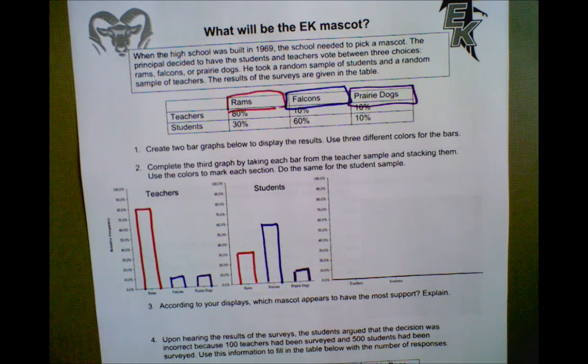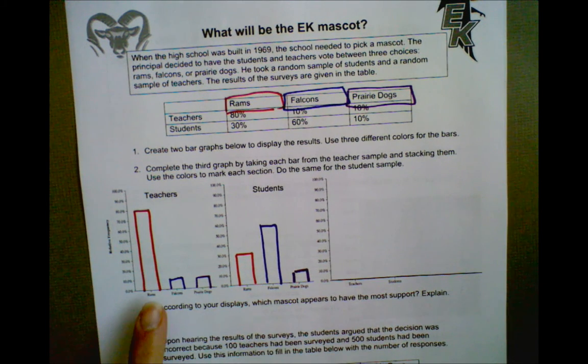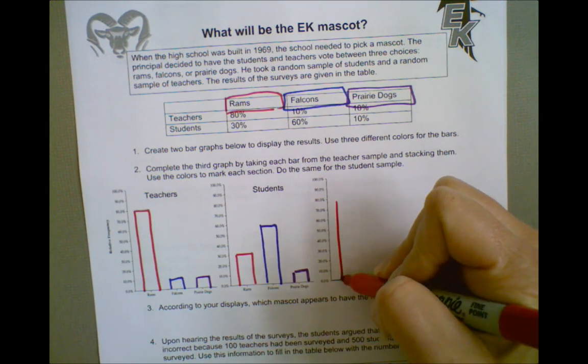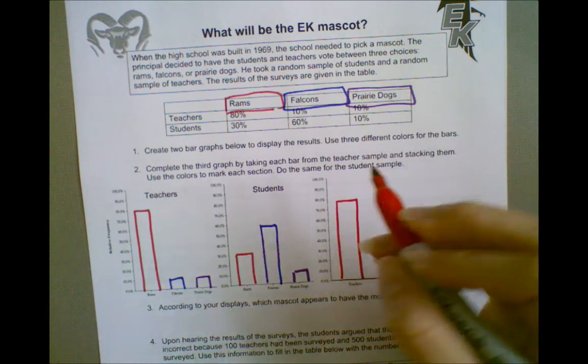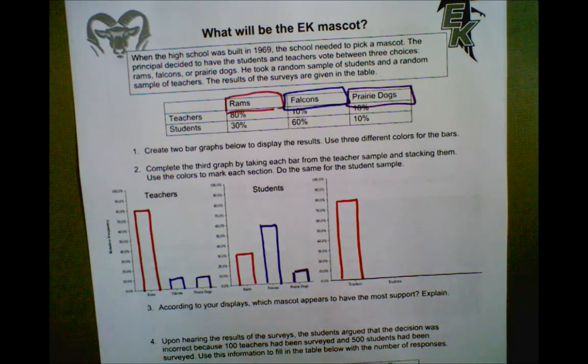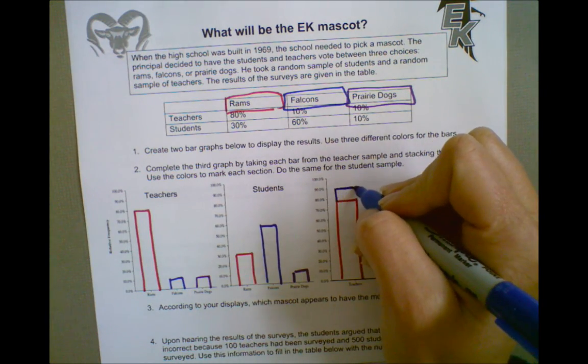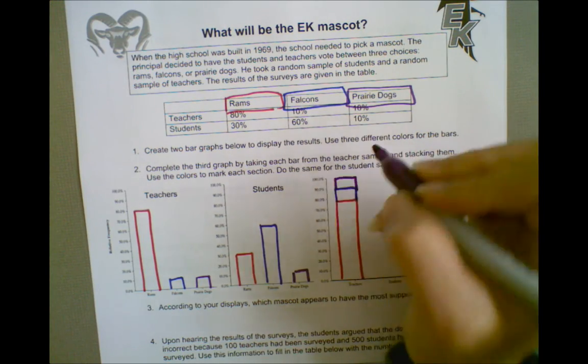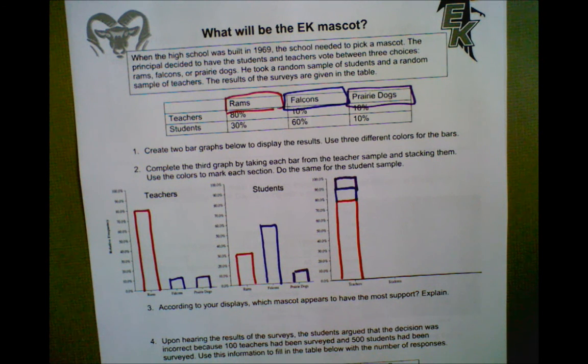Then question 2 says, complete the third graph by taking each bar from the teacher sample and stacking them. So we're going to make a segmented bar graph. For my teacher bar over here, if I take the 80% plus the 10% plus the 10%, that's going to get me to 100% of teachers. So I'm going to put in the 80% of teachers that voted for Rams, and then stack on top of it the 10% for Falcons. So it's going to get me up to 90% of the teachers, and then stack the final 10% that voted for prairie dogs, so up to 100% of the teachers.